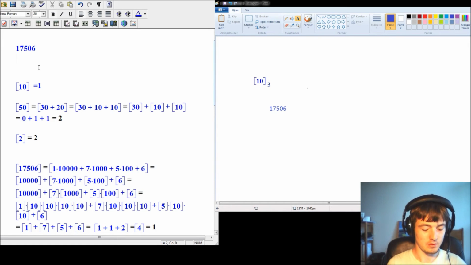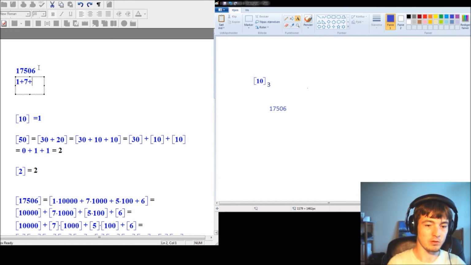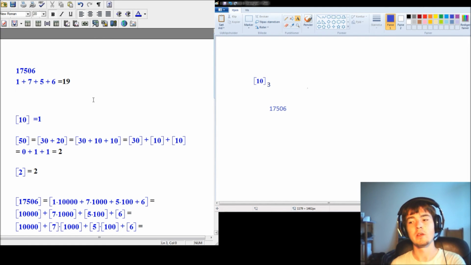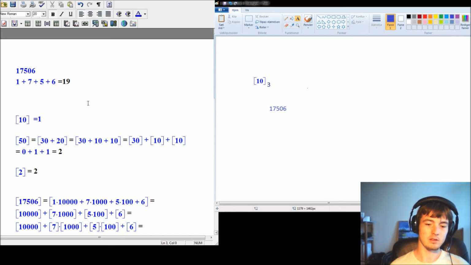But this will be 1 plus 7 plus 5 plus 6, which is 12, 19. Yeah, is 19 divisible by 3? Nope, it's not. There'll be 1 left over. So this will make something 0.333333 recurring. Oh, I guess I'm showing the wrong way. Yeah. Oh well. Deal with it, please.